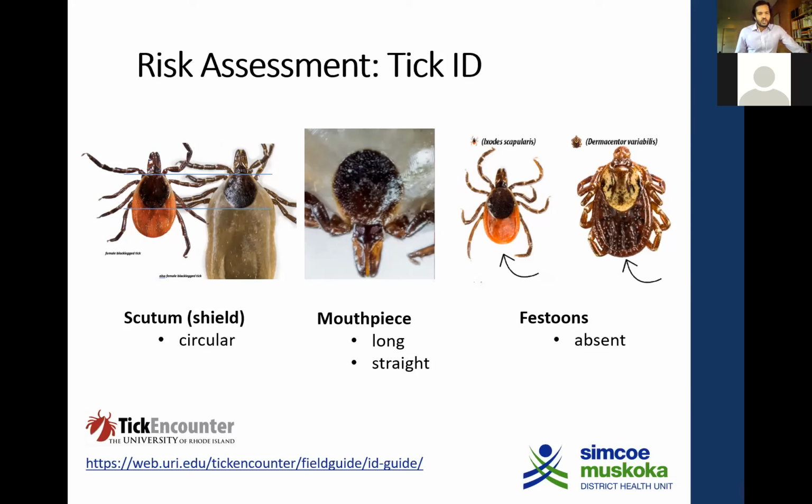Next, the mouthpiece. The mouthpiece is long and straight in black-legged ticks. In other ticks, like dog ticks, it can be more narrow or shorter. And then finally, festoons. And festoons basically are wrinkles. And you can see, again, this is a picture of a black-legged tick on the left and a dog tick, I believe, on the right. And there are basically wrinkles or grooves at the posterior aspect of the body on the tick to the right. Those are absent on the black-legged tick.